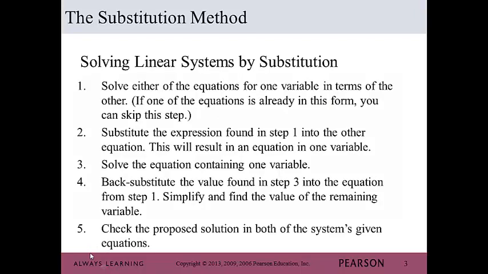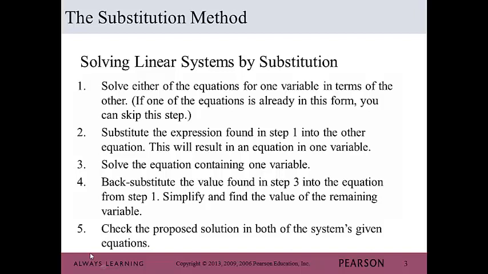Step 1, solve either of the equations for one variable in terms of the other. If one of the equations is already in this form, you may skip this step. So step 1 is to get one of your equations to say y equals or x equals. Then step 2, substitute the expression found in step 1 into the other equation. This will result in an equation in one variable. Step 3, solve the equation containing one variable. So it will be an equation only with x or only with y.